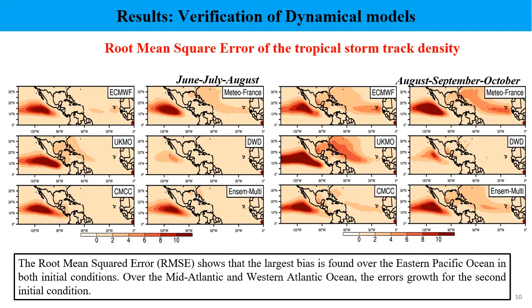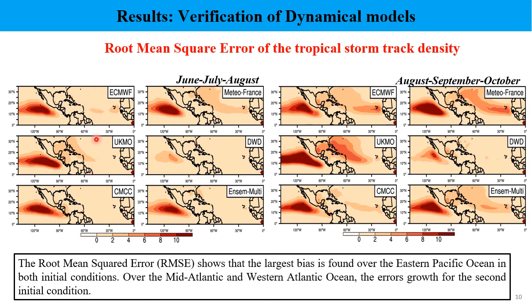Another verification metric that we compute for the dynamical models is the root mean square error of the tropical storm track density. As you can see here, for the first initial condition, for the Pacific Basin, we have high values of the root mean square error. You have to remember that the lower the root mean square error, the better. You can see here this region of high values of the root mean square error for the Pacific Basin, where the models are underestimating the activity of the tropical storm track density.